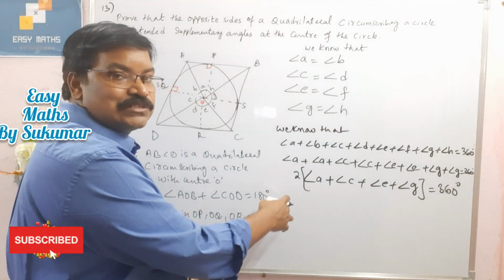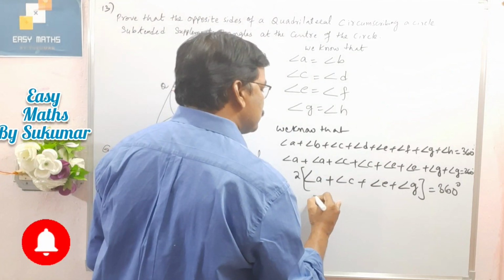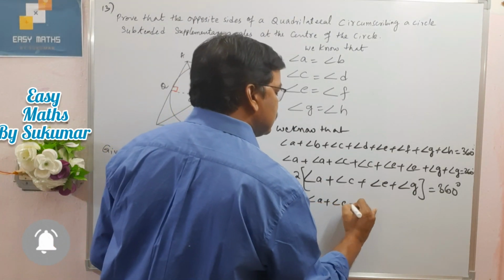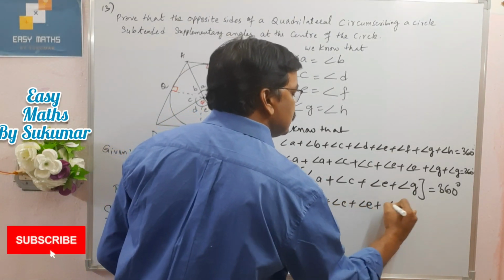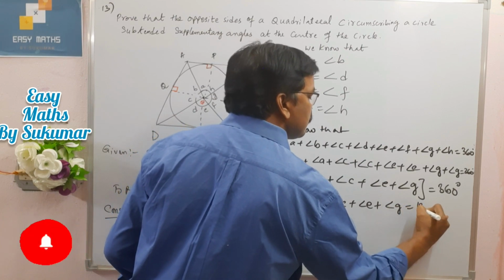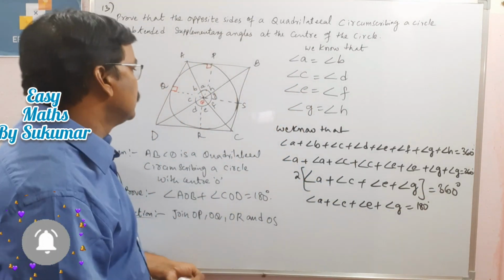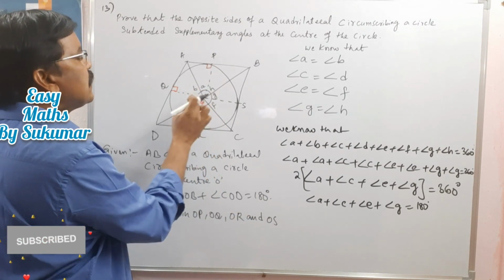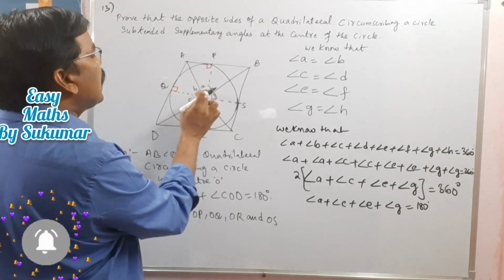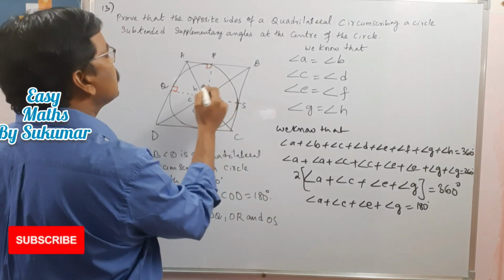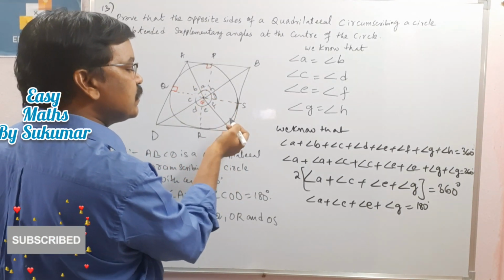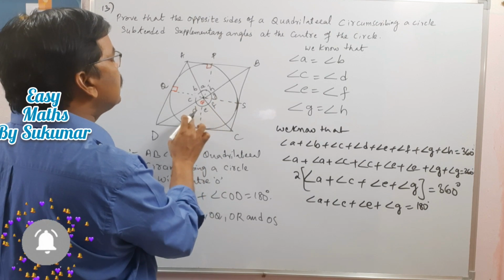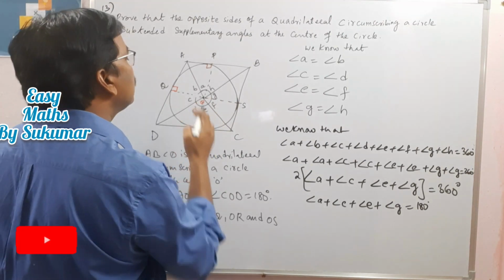So just send this 2 to the other side, that means transposing. By transposing, angle A plus angle C plus angle E plus angle G is equal to 360 by 2, that is 180 degrees. Just observe here. This angle A plus angle C, angle E plus what? Angle A plus angle H and angle D plus angle E should be equal to what?